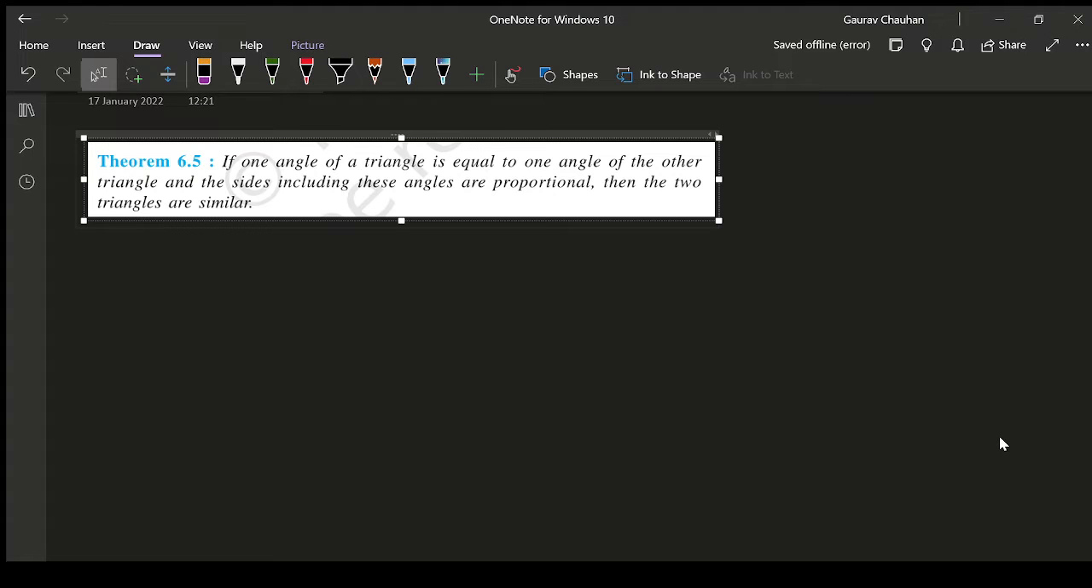Hey guys, all right. So this is our last and final criterion of similarity for two triangles. That is the SAS criterion of similarity of triangles, right? And that's what we're going to prove today in this video.